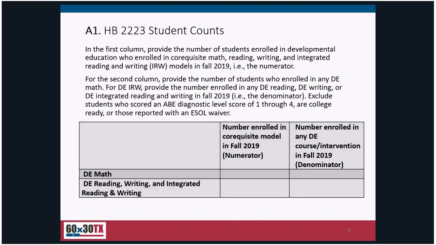So for those students that are subject to House Bill 2223, 50% of those enrollments in developmental education courses, 50% of those students should be enrolled in corequisite models. And again, if you have any questions regarding the actual calculation, feel free to reach out to us. Say anything you wanted to add to that, Melissa?